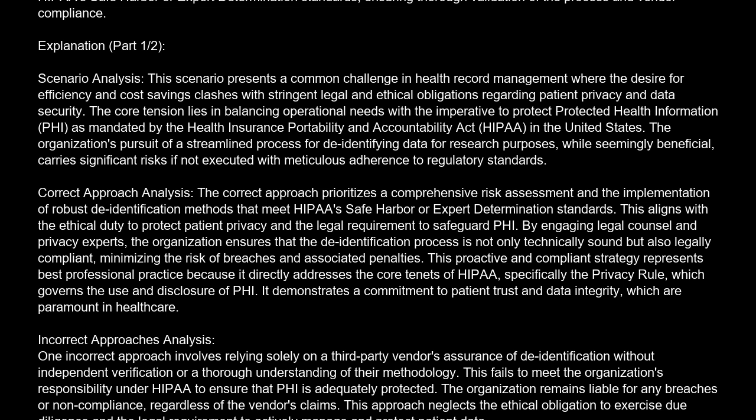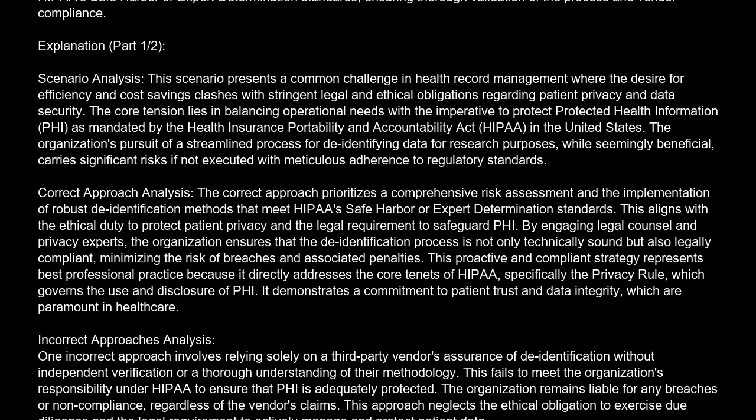Explanation. Scenario analysis. This scenario presents a common challenge in health record management, where the desire for efficiency and cost savings clashes with stringent legal and ethical obligations regarding patient privacy and data security. The core tension lies in balancing operational needs with the imperative to protect protected health information, PHI, as mandated by the Health Insurance Portability and Accountability Act, HIPAA, in the United States. The organization's pursuit of a streamlined process for de-identifying data for research purposes, while seemingly beneficial, carries significant risks if not executed with meticulous adherence to regulatory standards.